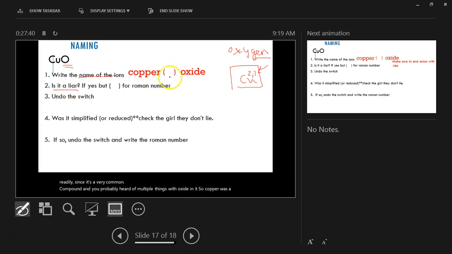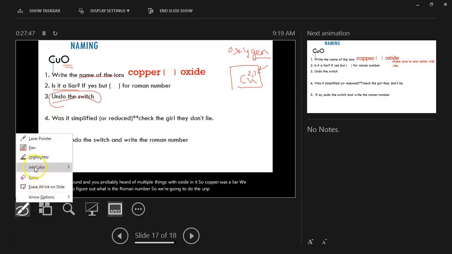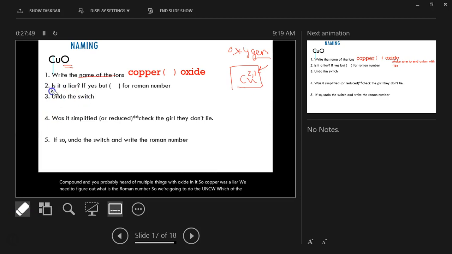We need to figure out what is the Roman number. So we're going to do the unswitch of the elements' charges here. So it looks like there are no numbers in this formula. So when you see no numbers, you know that it must be a 1. So that's a positive 1 and that's a negative 1. But what if this was reduced? How do you know if this was reduced or not?